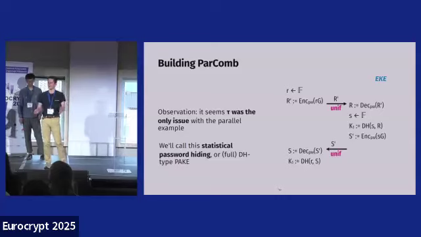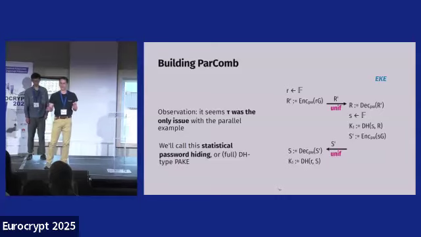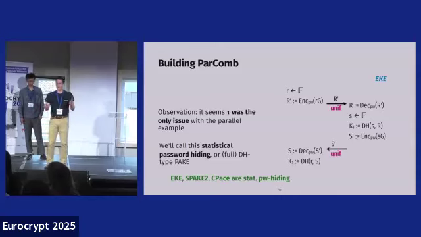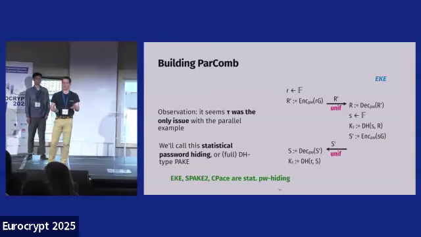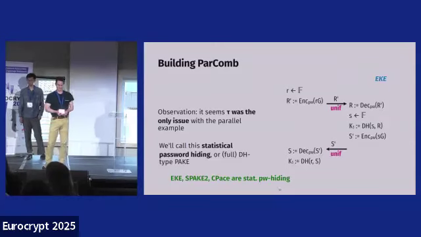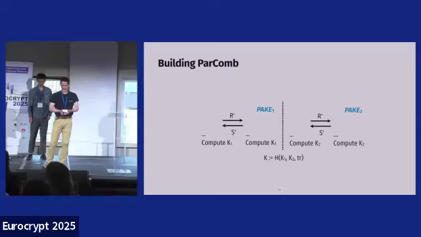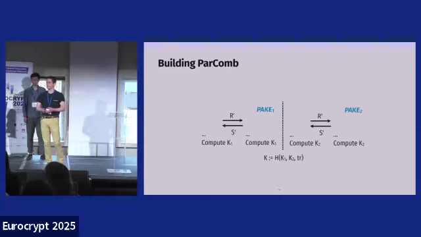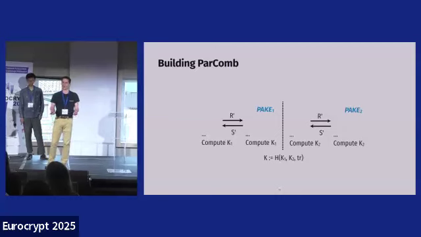So this is a very special property. We call this statistical password hiding. It is statistically independent from the password. And this is actually a property that many of the elliptic curve-based PAKEs already have. EKE has it, SPAKE2 has it, and CPace has it. So let's try to build the parallel combiner again, but we will require this very specific property of statistical password hiding.